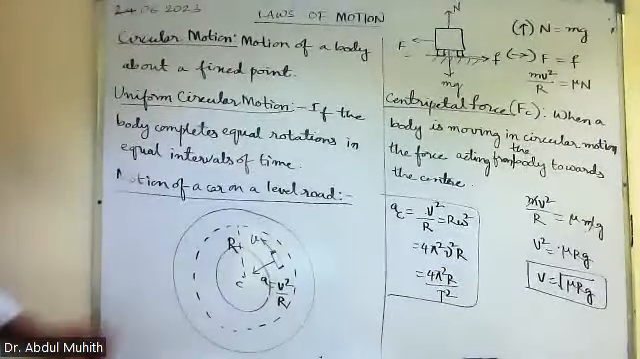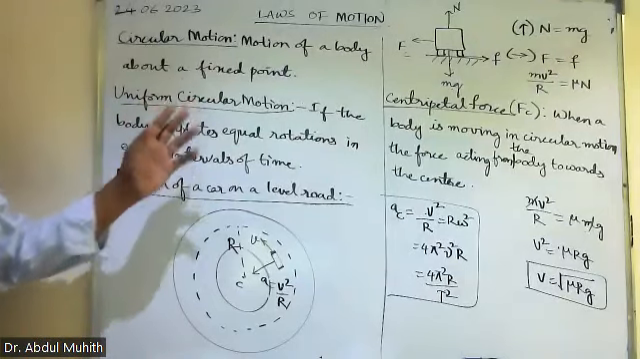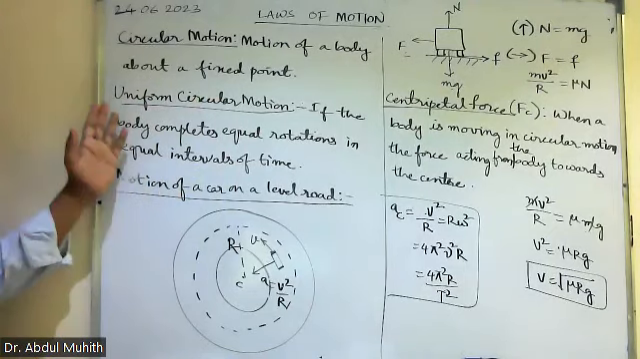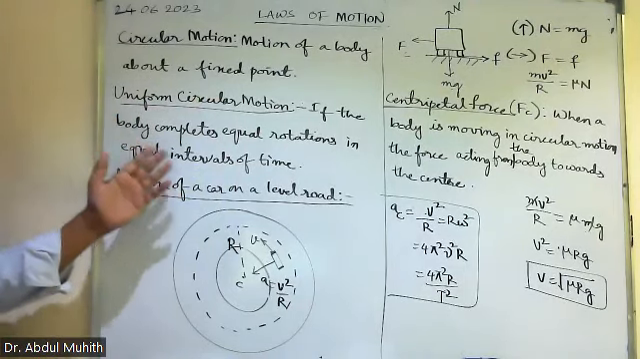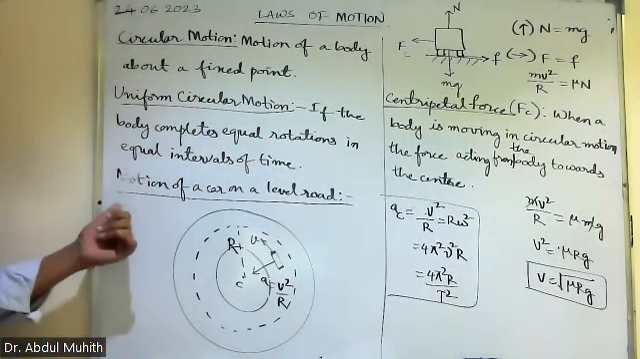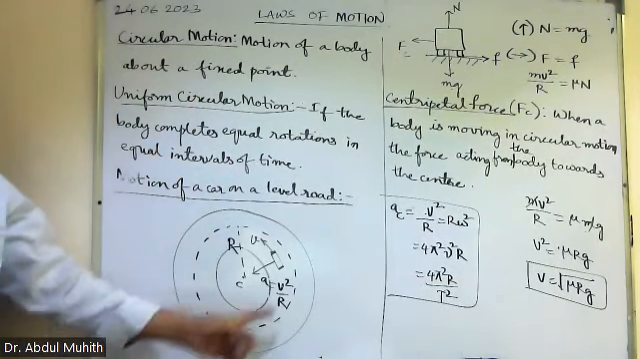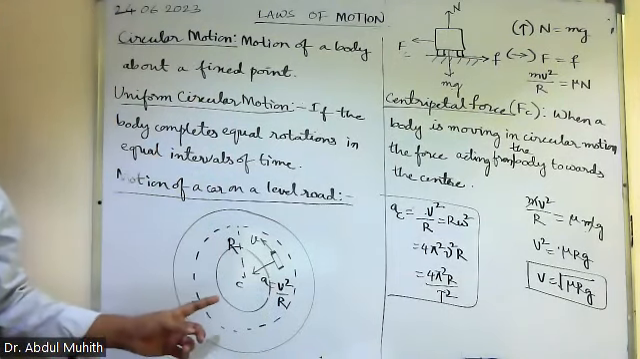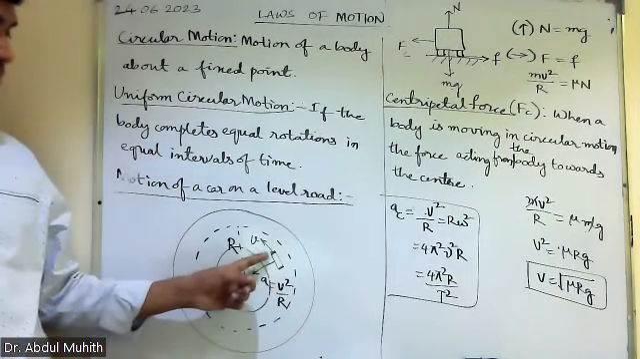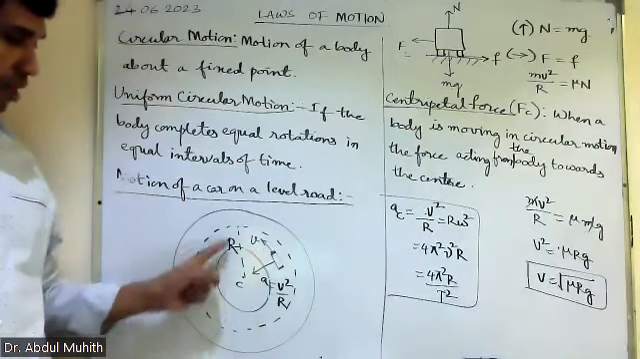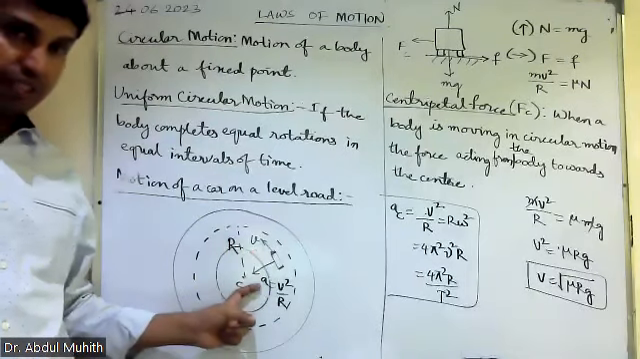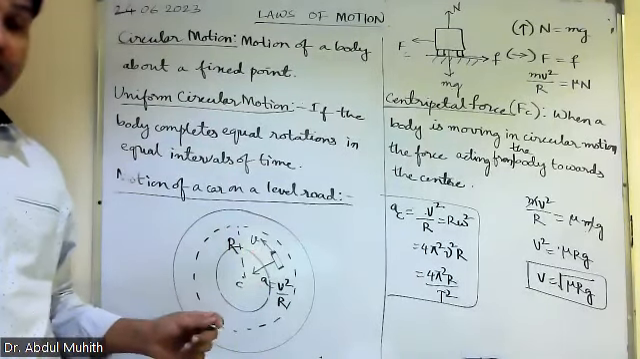See here. Once again, what is a circular motion? Motion of a car about a fixed point is said to be a circular motion. Uniform circular motion is when the body completes equal rotations in equal intervals of time. Now, consider the motion of a car on a level road, moving on a circular track like a roundabout. It's a level road, not an angled one. v is the velocity with which the car is moving, R is the radius of the roundabout, C is the center, and small a is the centripetal acceleration.